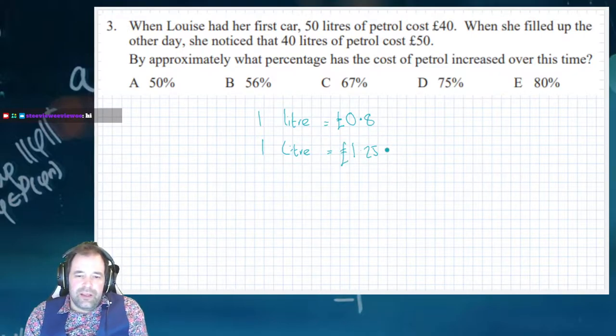And so we're looking for the increase. What percentage increase is it from 0.8 to 1.25? Well, a 10% increase is 8. And the difference is 45, so you're looking for about 50%, actually. It's a bit less than 50%, so these other ones seem quite high. Am I doing something wrong there?